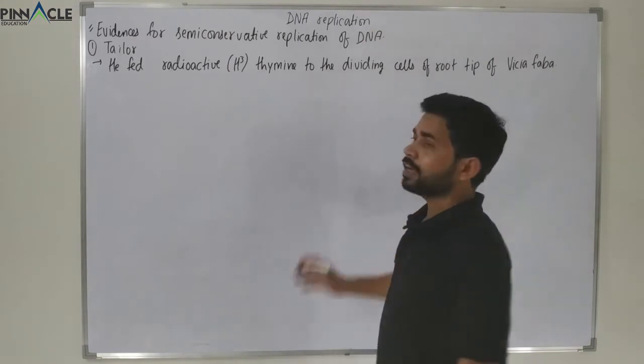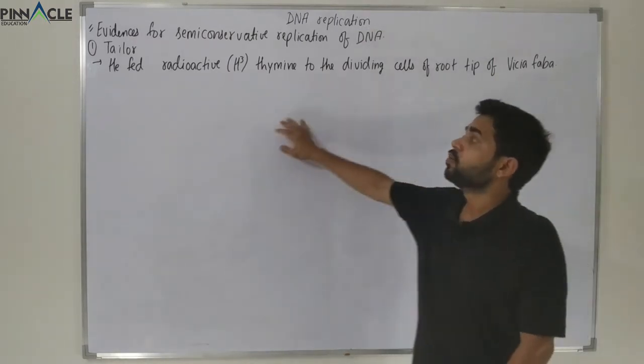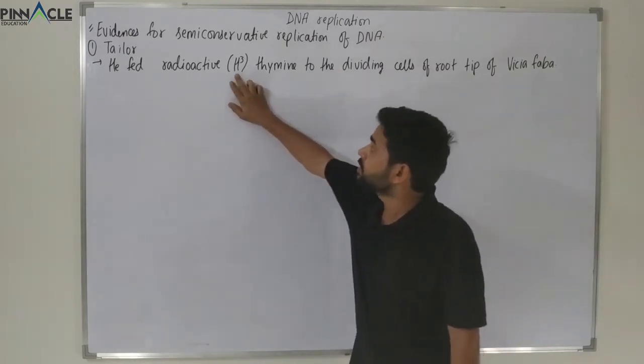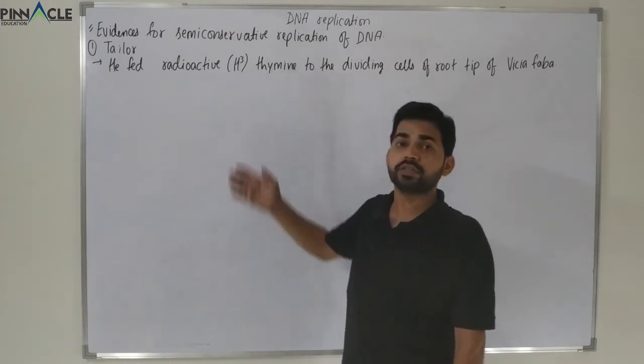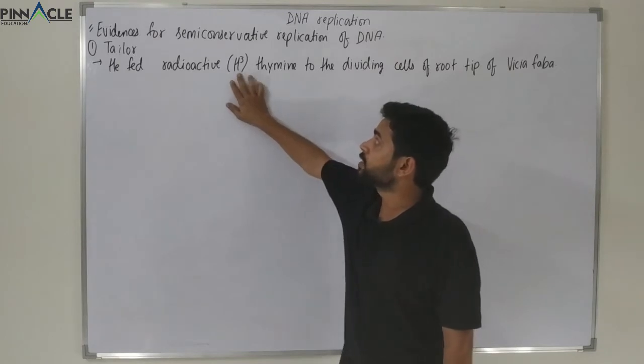So this Vicia faba is a plant and it was later known as faba beans. Only because of this experiment it became very famous. This 3H is something you might have studied in chemistry. It is called tritium. Hydrogen has three isotopes: protium, deuterium and tritium, and this one is radioactive.